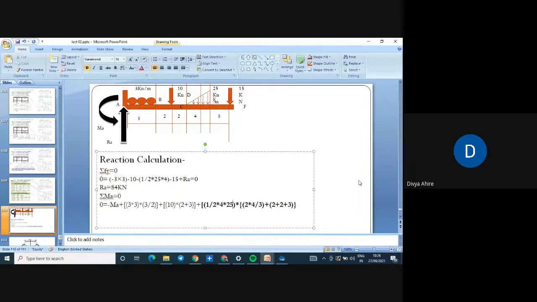Then it is UVL. So we have taken 2 into 4/3. Why 2 into 4 by 3? That is the question. See, 2 into 4 by 3. Why 2 into 4 by 3? Try to understand. This is very important.